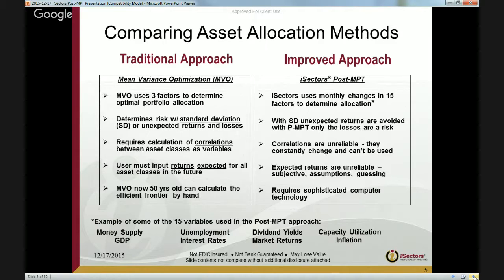Through our research, we were able to identify 15 objective capital economic factors that we've found to have a very high impact on asset class returns. There are things like money supply, GDP, interest rates, unemployment, capitalization, inflation, dividend yields, and so forth. So instead of having to guess subjectively what the expected return is for various asset classes, we use the objective inputs from these 15 different proprietary capital economic factors to help us determine the optimal portfolio allocation on the efficient frontier.